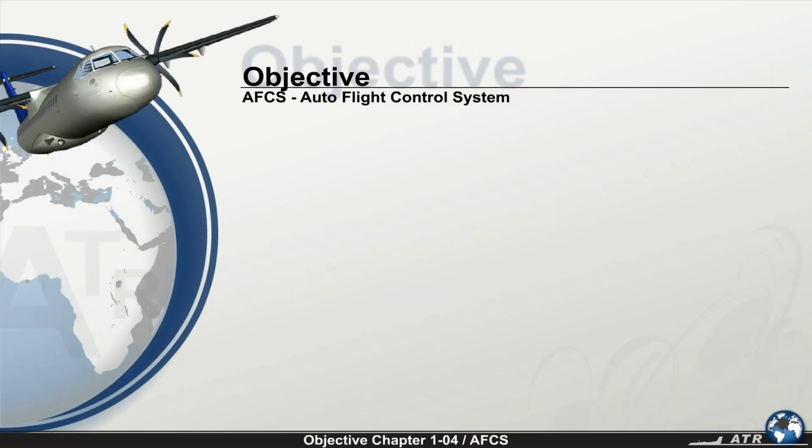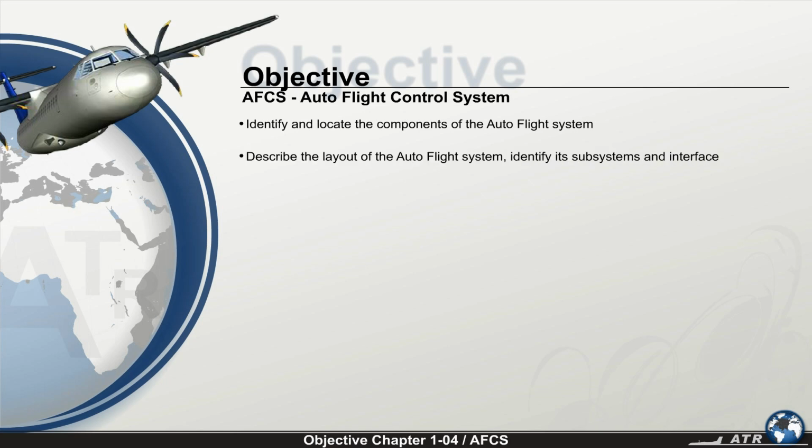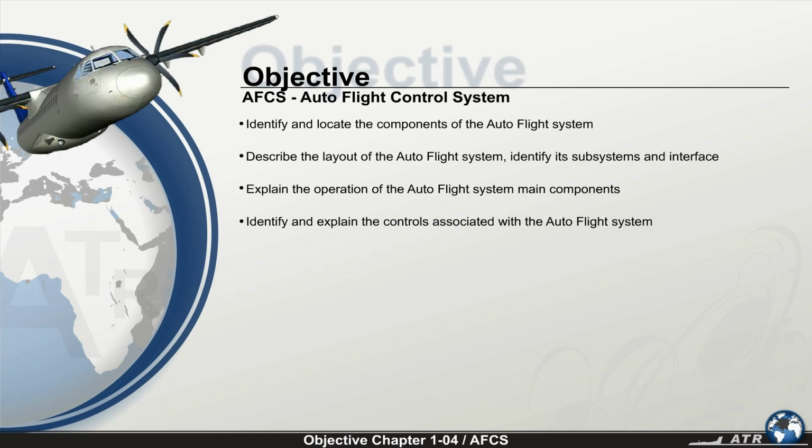At the end of this section, you'll be able to identify and locate the components of the auto flight system, describe the layout of the auto flight system, and identify its subsystems and interface. Explain the operation of the auto flight system main components. Identify and explain the controls associated with the auto flight system. Identify and explain the indications and annunciators associated with the auto flight system.